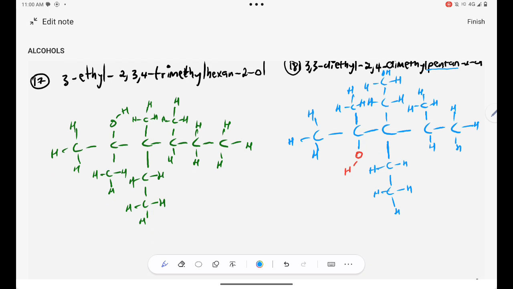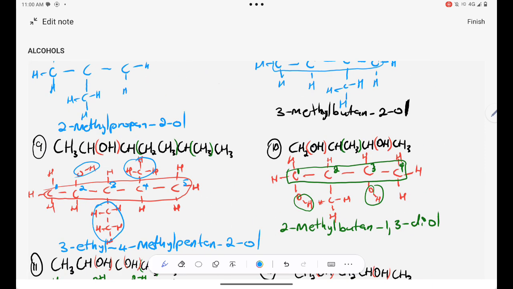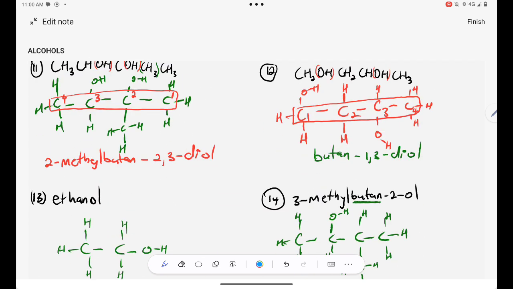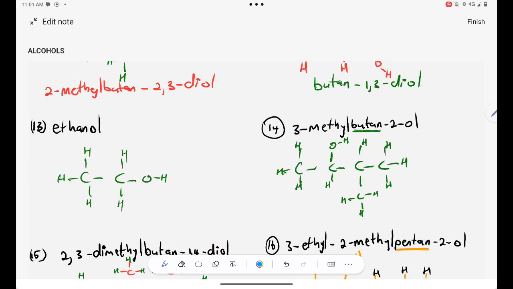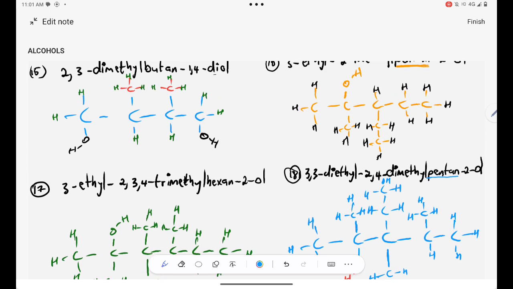So that's how, guys, you're supposed to tackle these alcohols over here. If you're given a structural formula, just write the IUPAC name. If you're given a condensed structure, draw the structural formula and then write the IUPAC name. And if you're given the IUPAC name, just draw the structural formula. That's how, guys, you're supposed to deal with alcohols.